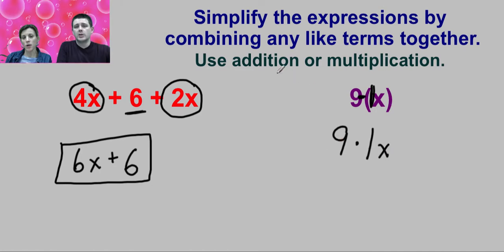So combining like terms, we can use both addition or multiplication. For multiplication, you multiply the number parts together. 9 times 1 is 9. The variable just kind of tags along for a ride. So 9 times x is 9x.